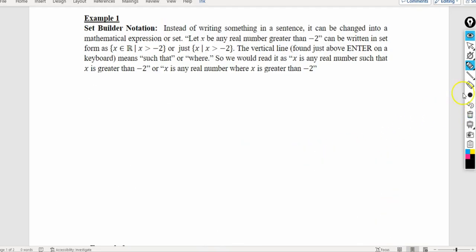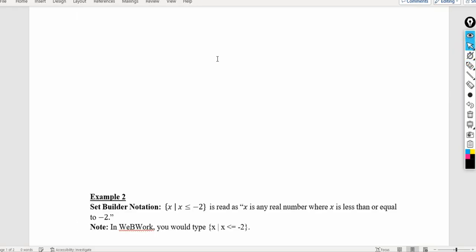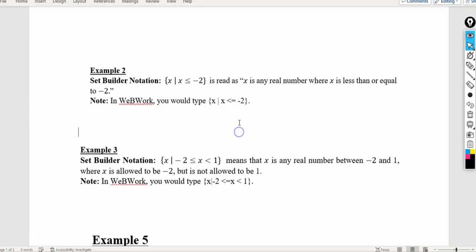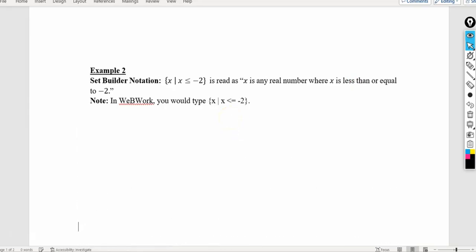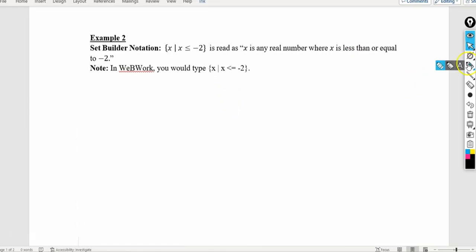Okay. All right, so let's go on to some more. We can get rid of this one. All right, now we start with the set builder notation. What if you're told this? X is a number such that X is less than or equal to -2. How would you write that in interval form?